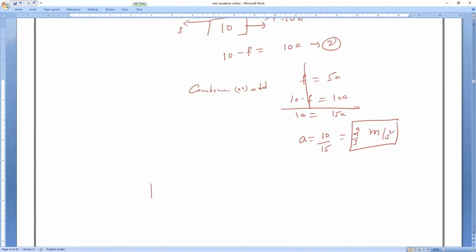Now I want to find the static friction also. How much is it, the static friction? So what is the formula? f is equal to 5a. We got the 5 here. Understand? So substitute in that, that's all.